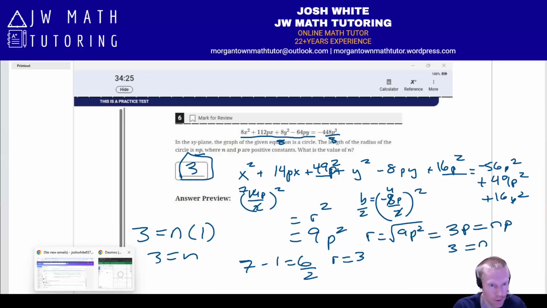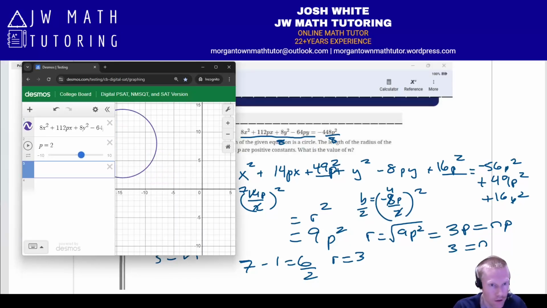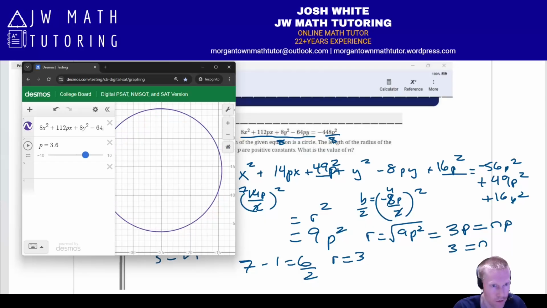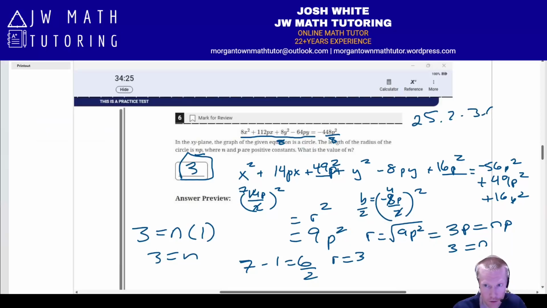All right, but you're saying, okay, what about if I choose a different value? Let's say, I don't know, whatever, 3.6. So these are decimal values, it's annoying, but I'm just going to show that hopefully I should get the same thing. So notice again, I have two diameter endpoints here. So to find the total distance across, I just subtract the two y values. So I've got 25.2 minus 3.6.